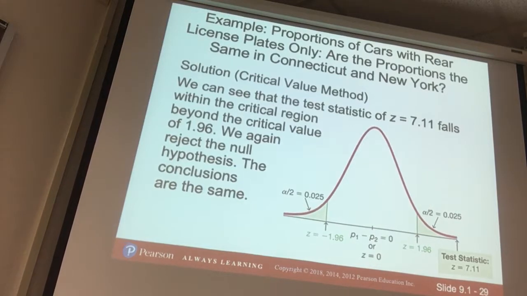So we should be able to do that both with a p-value and comparing it to the alpha, and with a test statistic and comparing it to our critical value that we get from our charts. Okay?